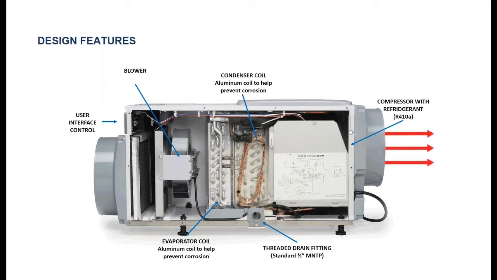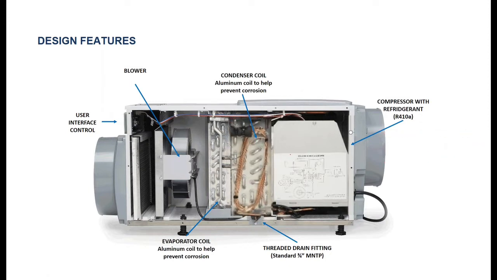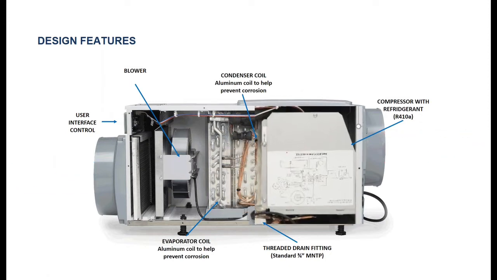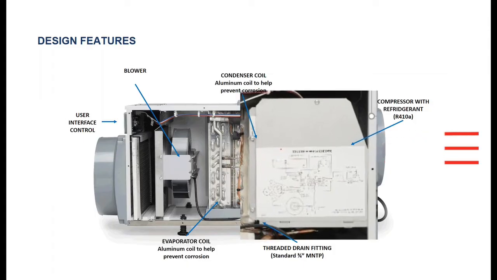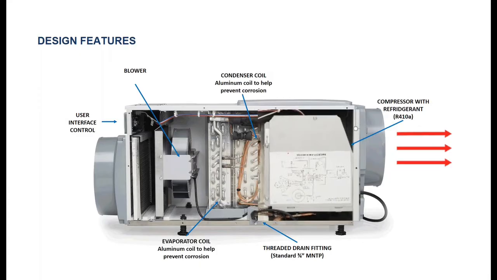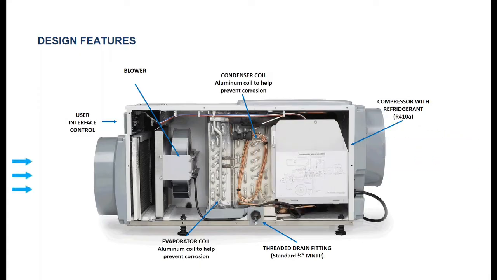So that's going to warm the air up. And then the air is going to continue across the compressor, which is located behind this electrical box, and then out the unit. The air comes out a little bit warmer, but a whole lot drier. Another way to say that is we have removed a lot of latent heat or latent energy. We have added a little bit of sensible heat or sensible energy.